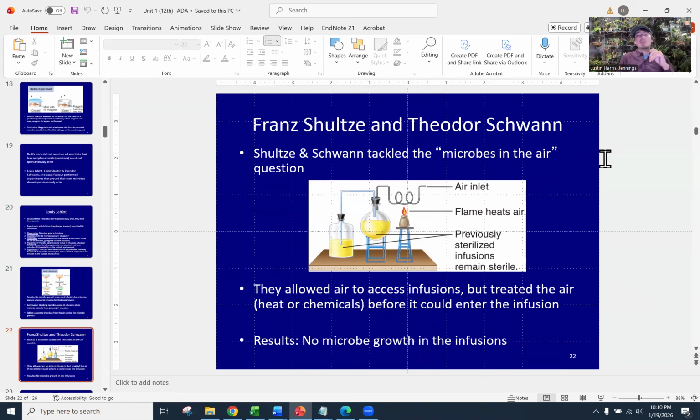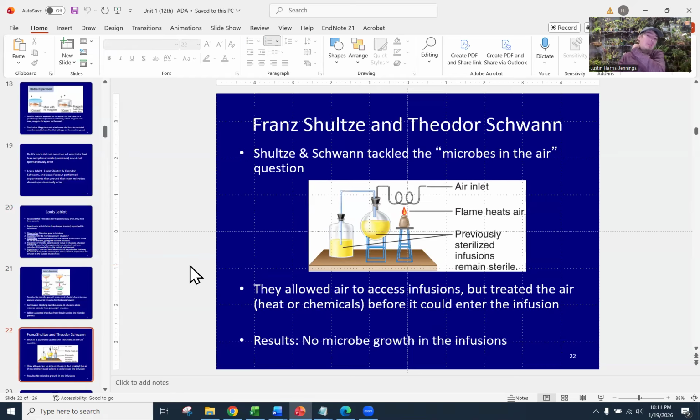And so Swan and Schwann decided to do this new experiment where we had these infusions that were connected to an air outlet so that there was some air exchange. But this time they sterilized the air using a flame underneath. And this allowed them to sustain a sterile culture where the microbes were killed, or whatever was in the air was killed.